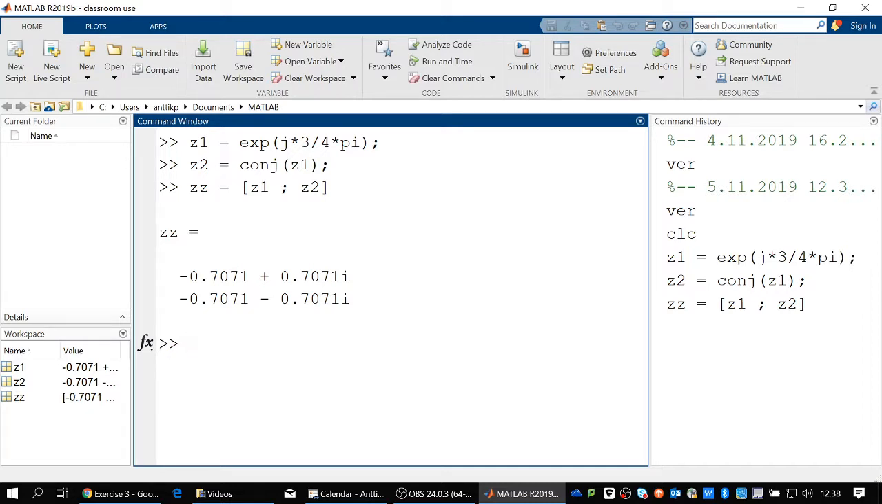Okay. Pole locations, I can also just do it something like this. Everything is scaled by 0.5 times [1 plus j; 1 minus j].